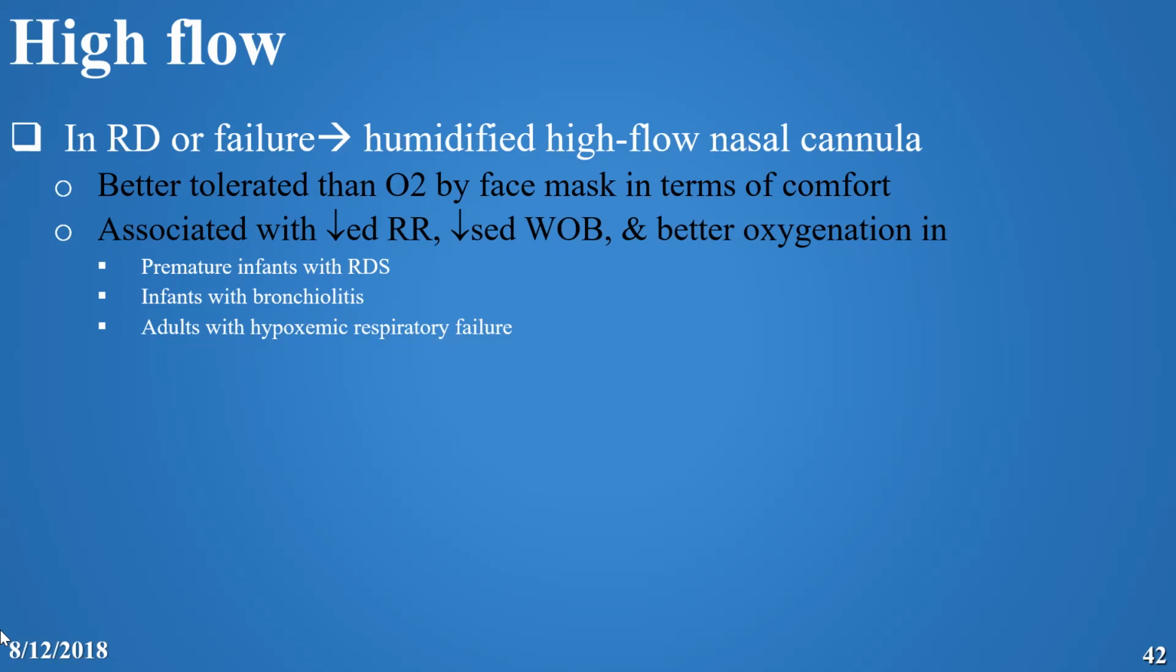The tolerance in term infant and children of high flow is better than CPAP, and it decreases the respiratory rate and the work of breathing, and it shows better oxygenation. So we can use it with premature infant with RDS, infant with bronchiolitis, adult with hypoxemic respiratory failure. So you see, hypoxemic, there is no ventilatory problem. So high flow cannot ventilate. When we say ventilate, it means we cannot wash CO2. So remember, high flow is only used for oxygenation.